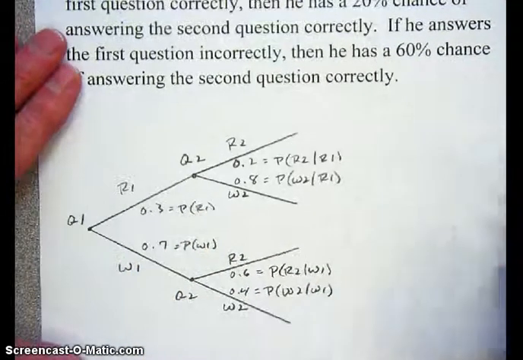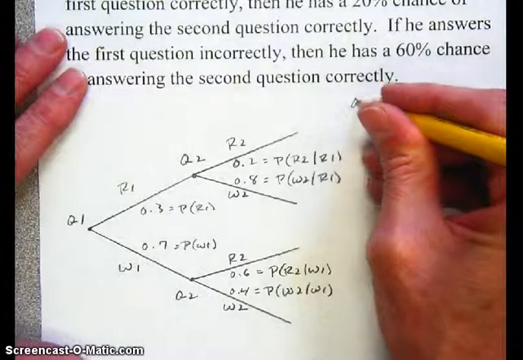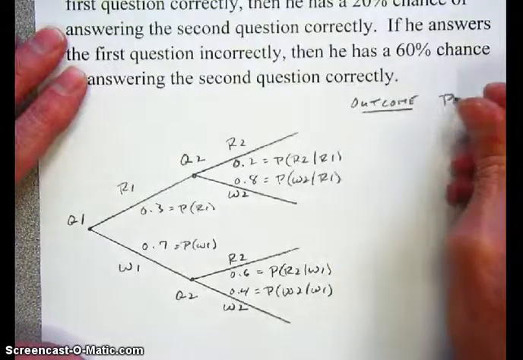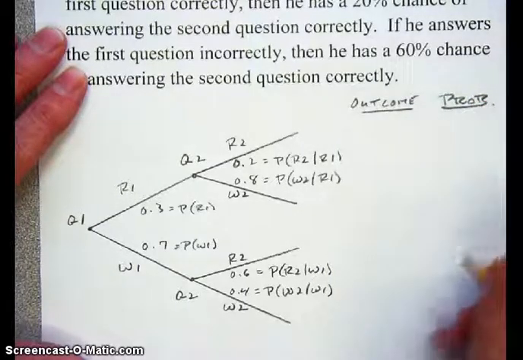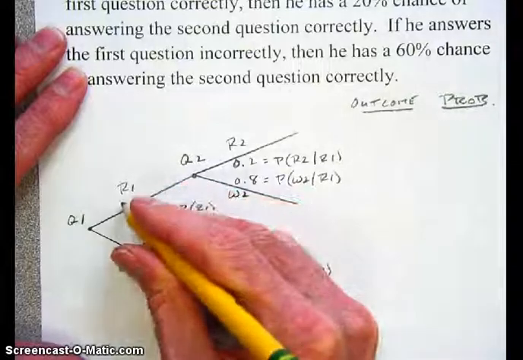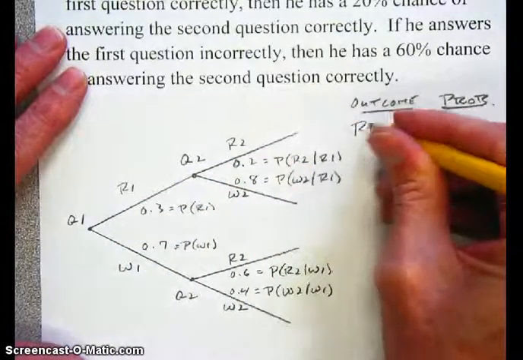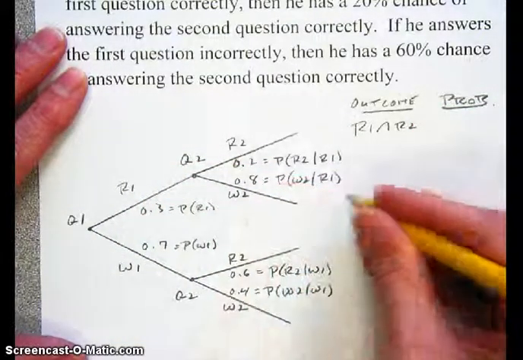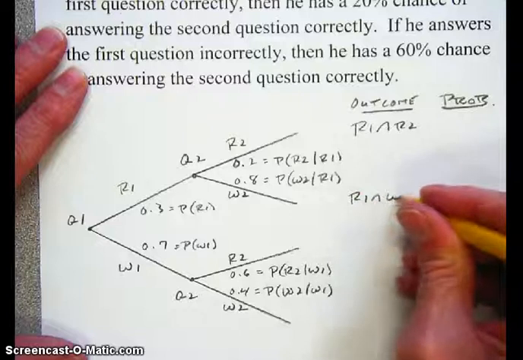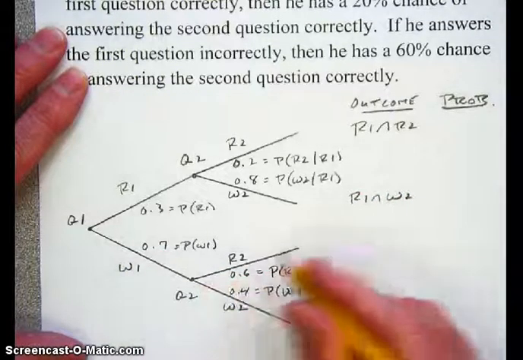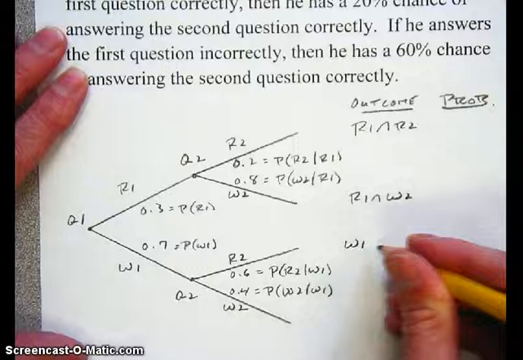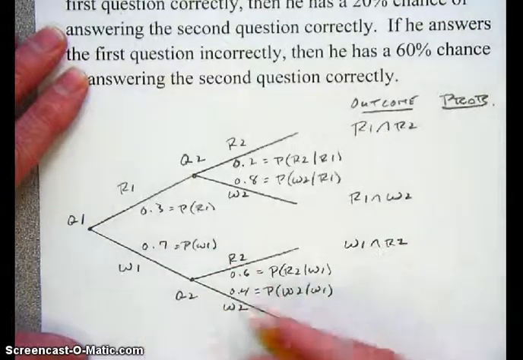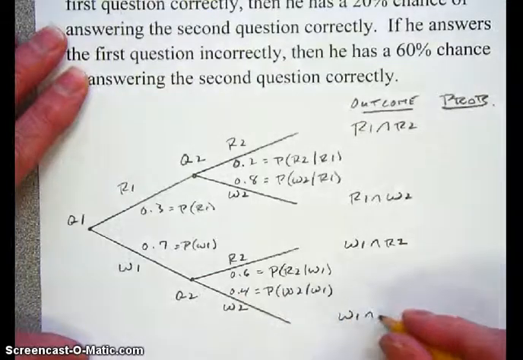Now, we can summarize all this information. There are 4 possible outcomes, and each outcome has a probability. And we'll make a little chart out of those. So this outcome right here is getting the first question right and the second question right. So it's R1 and R2. This outcome is getting the first question right and the second question wrong. So that'd be R1 and W2. This outcome coming along this branch is W1, getting the first question wrong and getting the second question right. And this last outcome here is getting both questions wrong.